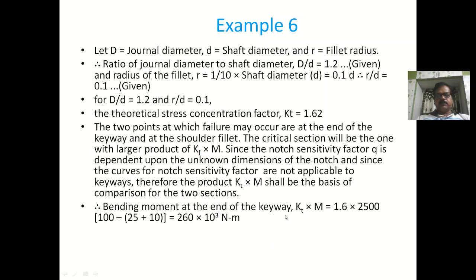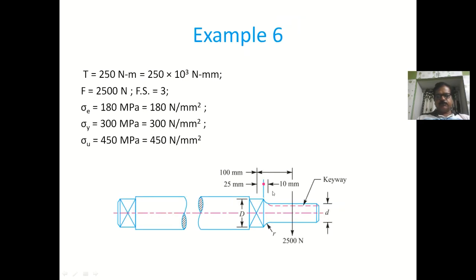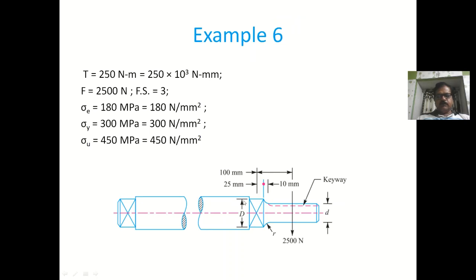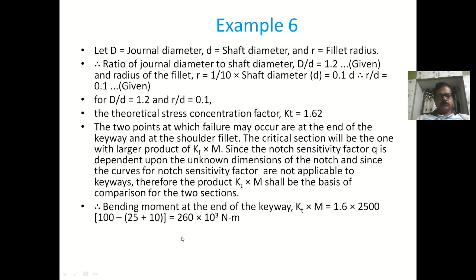The bending moment at the end of the keyway is Kt into M. Kt is 1.6 and this is 2500 into 100 minus 25 plus 10. So you can see it here in the diagram, 100 minus 25 and this is another 10. So now between this point and the load application point, you have 65. So that is 100 minus 35, 65 into 2500 into 1.6, that comes around 260 into 10 power 3 Newton meter.